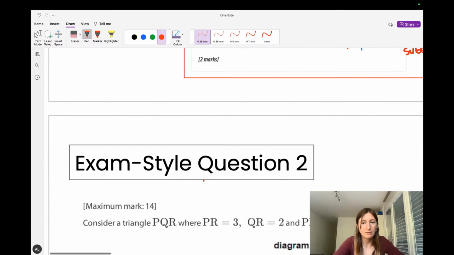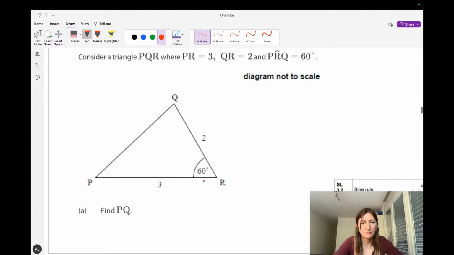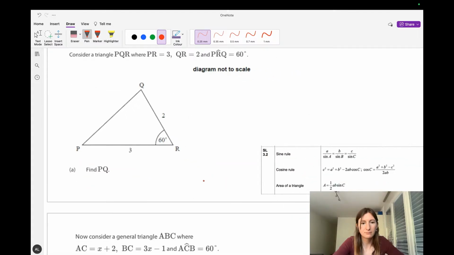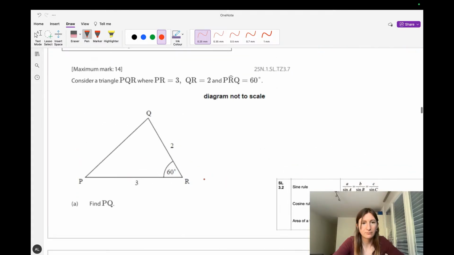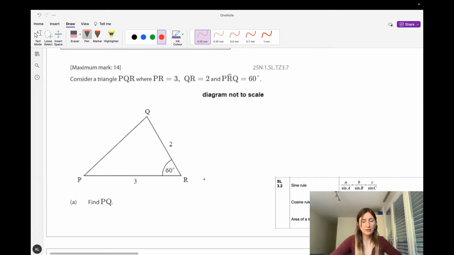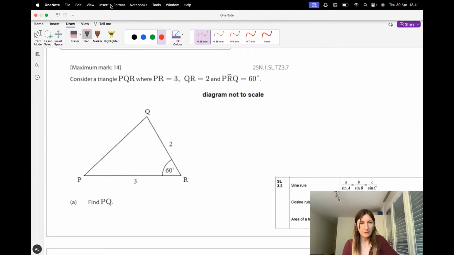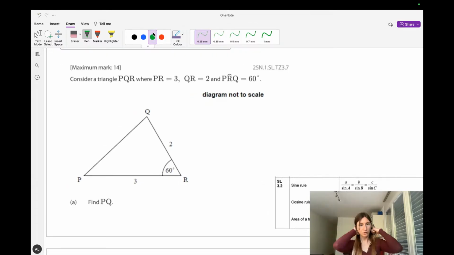Let's try another one. All right, we have a triangle where you can immediately see, hopefully, in fact, I'm not going to say, which rule are we going to use for this? Are we using sine rule or cosine rule?